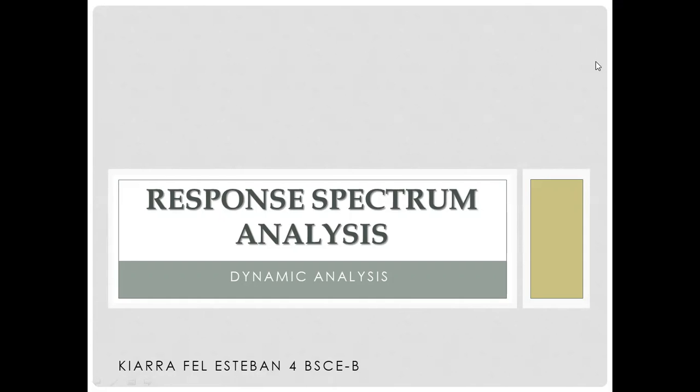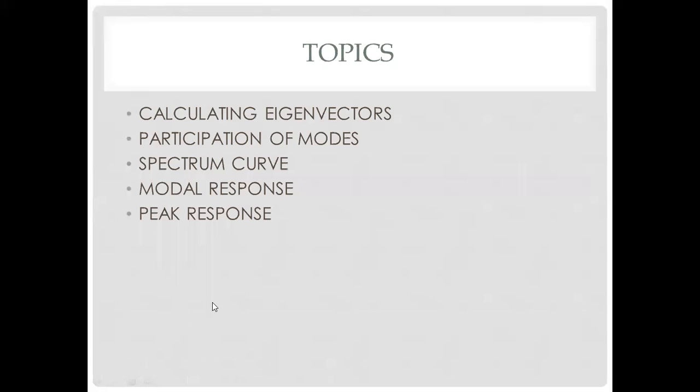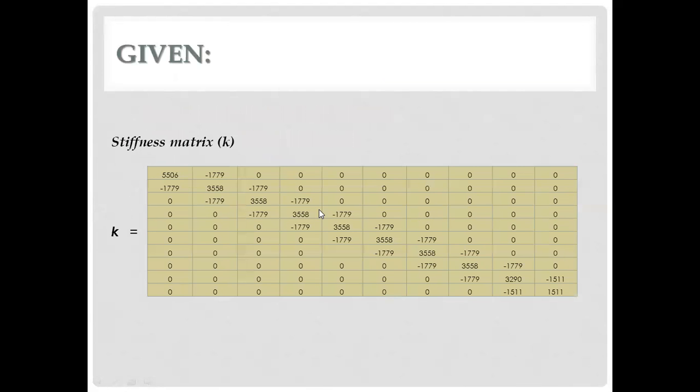So, for today, we will discuss the response spectrum analysis of a 10-story building. In this lecture, we will be solving for eigenvectors, the participation of modes, spectrum curve, mode of response, and the peak response. Since Sir already solved mode 1 to mode 5, what we will solve is mode 6 to mode 7.